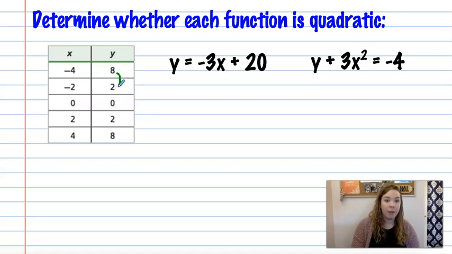So here I'm going down 6, down 2, up 2, and up 6. So if I do this again, I'm going up 4, up 4, up 4. So that is constant second differences. So we would say that yes, this is quadratic.